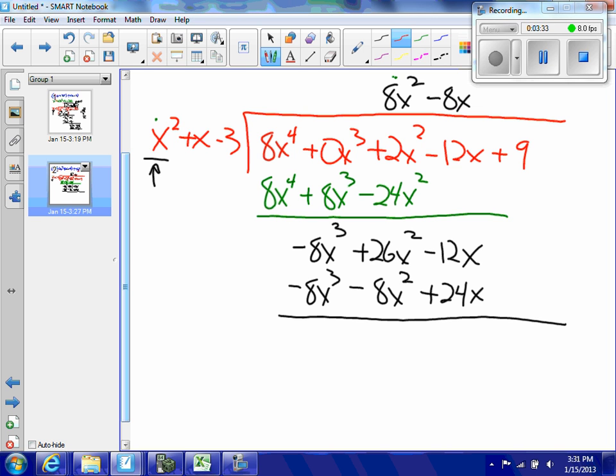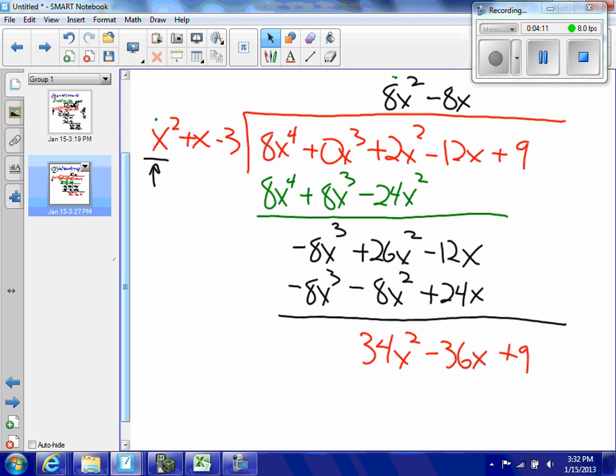Subtract: negative 8x cubed minus negative 8x cubed is 0. 26x squared minus negative 8x squared is a positive 34x squared. And negative 12x minus 24x is minus 36x. Boy, I hope this is right. I think it is. Okay, and now I'm going to bring down my 9, plus 9.